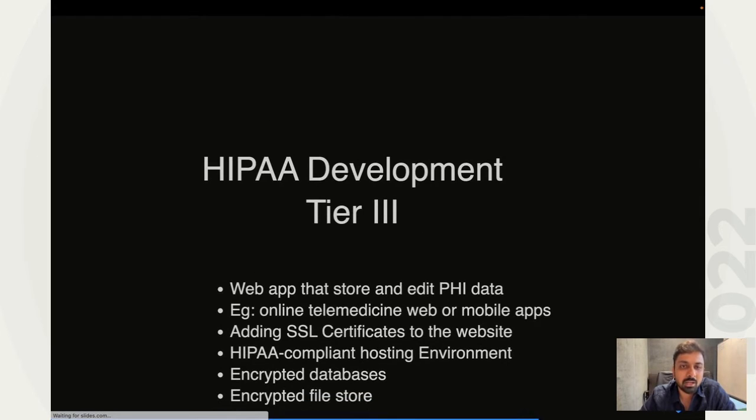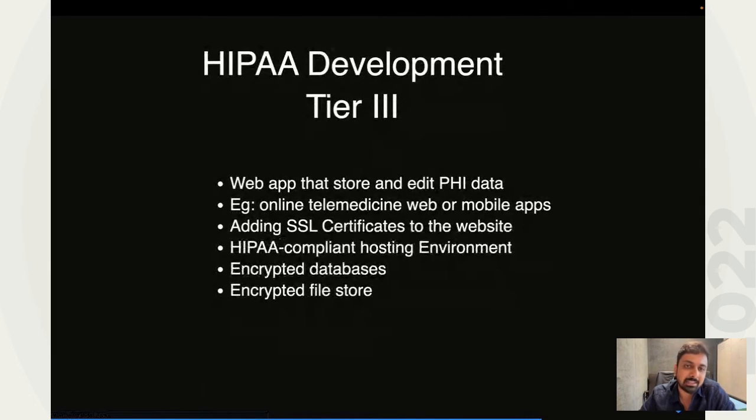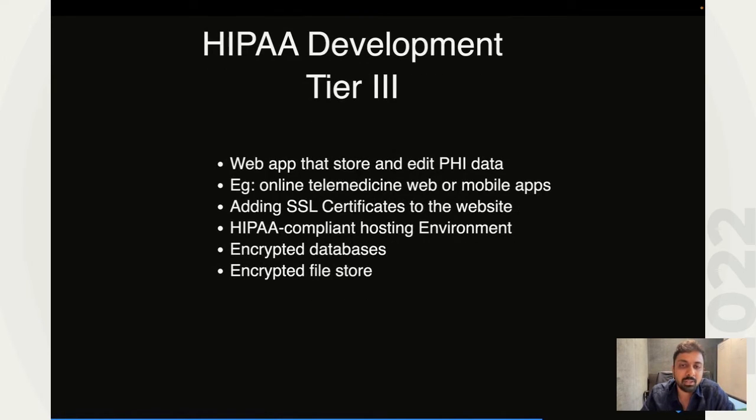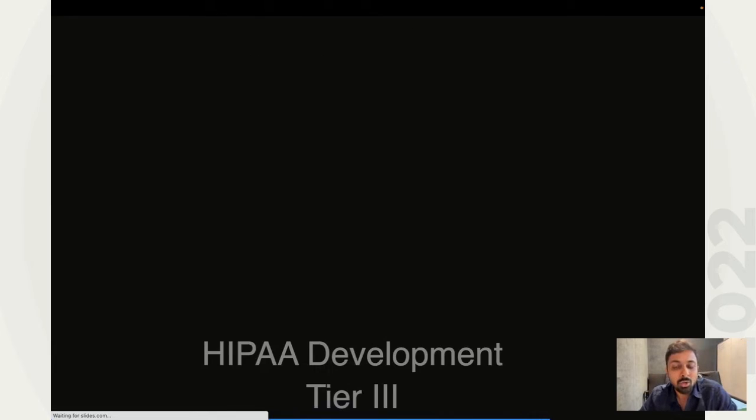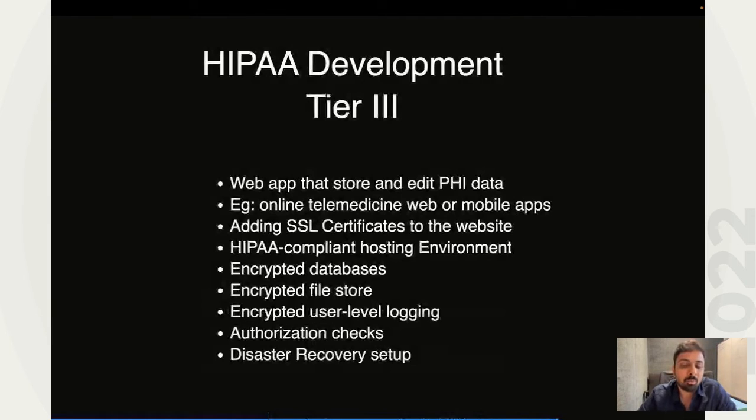So the normals, as usual, you have to add an SSL certificate, and the hosting environment should be HIPAA compliant, right? You should have the encrypted database, file stores, everything, right? That's what we have discussed previously. But along with that, we should also be adding a user level monitoring and logging system, so that we can see what kind of writes we are doing into our database, right? And also we should add a proper authorization check, like who is trying to access which record. So all those checks have to be added into our application layer as well as the database layer.